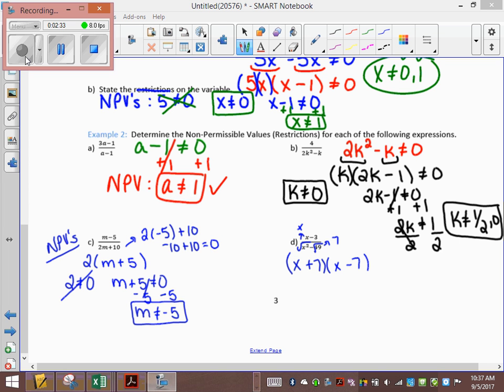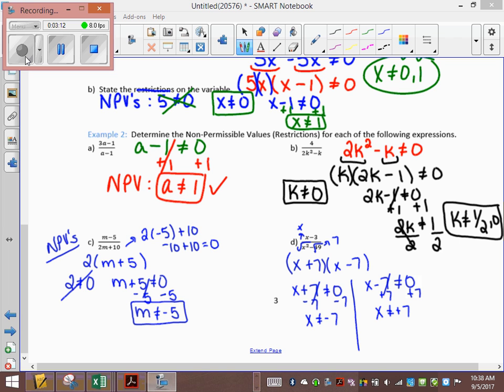Now, I have x plus 7 and x minus 7 in their own brackets. Whatever's in its own brackets, I set not equal to 0. Okay? Just like I did back here. I put the 2 and the m plus 5. So here I'm going to go x plus 7 cannot equal 0, and x minus 7 cannot equal 0. And then I solve them out separately. So I'm going to subtract 7, and I'm going to get x cannot equal negative 7. And then I'm going to add 7, and I'm going to get x can't equal positive 7. So my NPVs are negative 7 and positive 7.